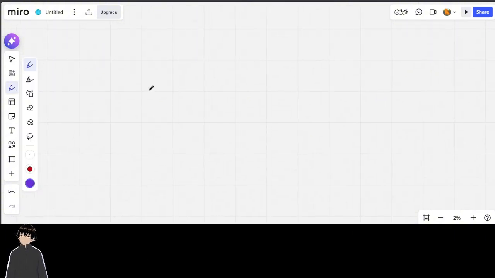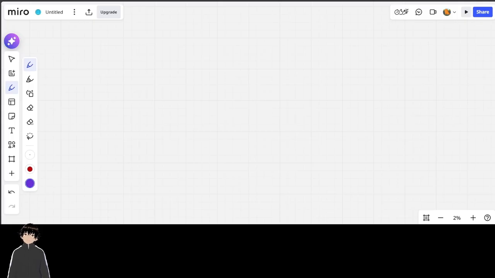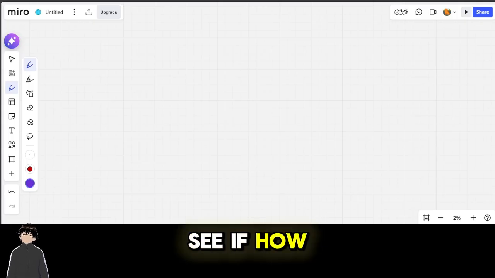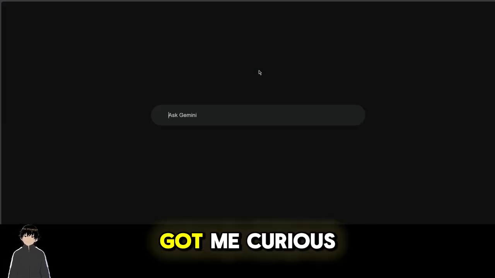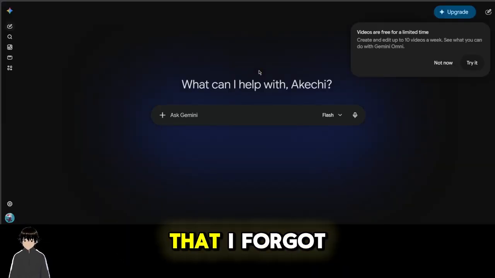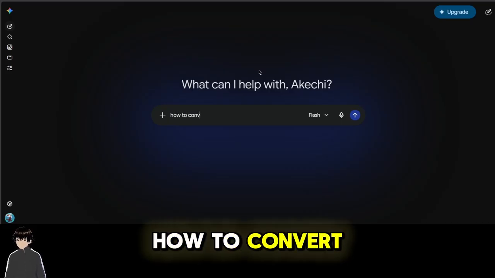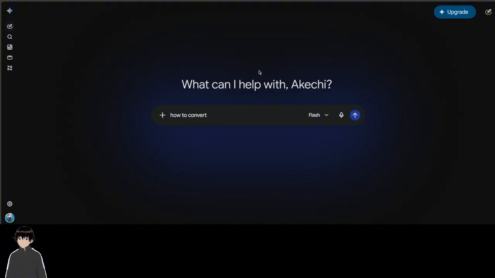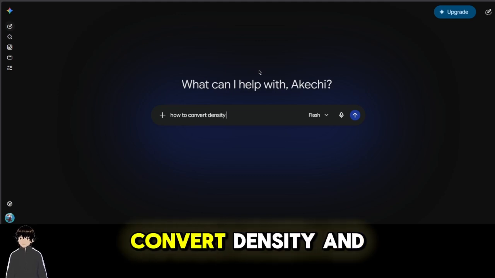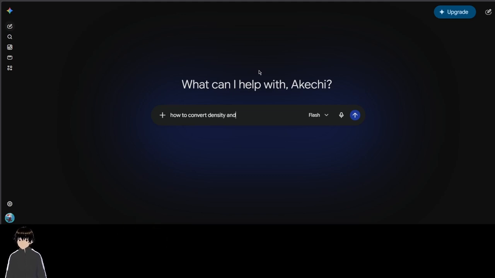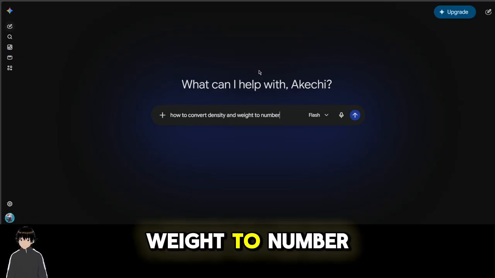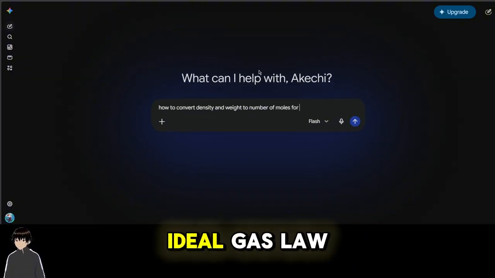But before that, let me just see how to convert. This has really got me curious. There was something that I forgot: how to convert number of moles to density. How to convert density and weight to number of moles for the ideal gas law.